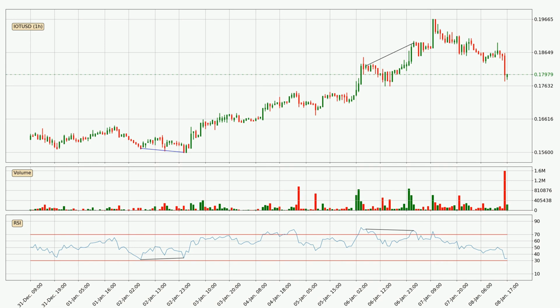When we now look out for divergence in the hourly time frame, the price went up after the bearish divergence, which was not expected, but then came quickly back to the downside.